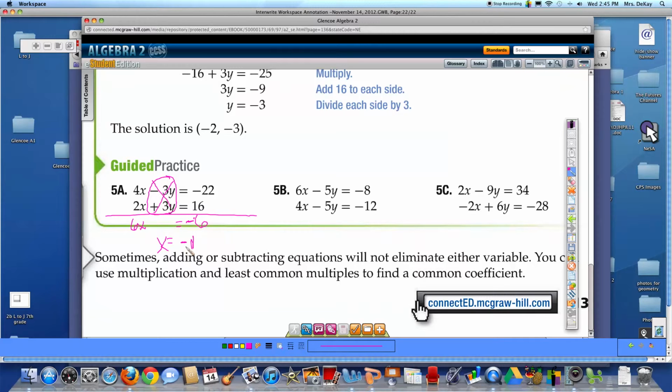So x is -1. So how do you find y? Put -1 for x. You go back into either one of these. Which one do you want to use? The bottom one. Okay, and you're going to put -1 here. That makes -2. So that means you're going to add 2, which would be 18. 3y is 18, so y is 6. What kind of solution do you have? Consistent and independent.